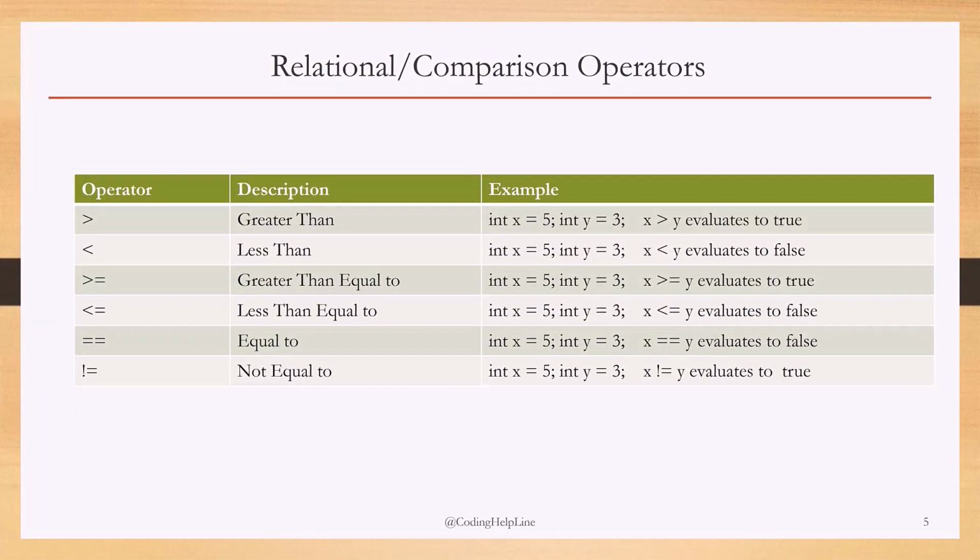These are the relational or comparison operators: greater than, less than, greater than or equal to, less than or equal to, not equal to. These are six relational or comparison operators, and these are the results of comparing values. For example, if x is equal to 5 and y is equal to 3, x is greater than y evaluates to true. And if we evaluate y is greater than x, it will evaluate to false.